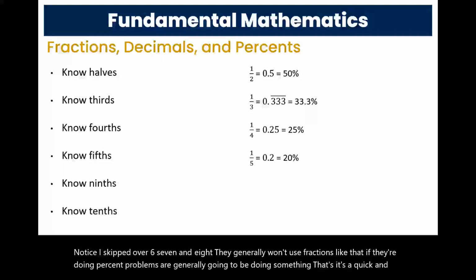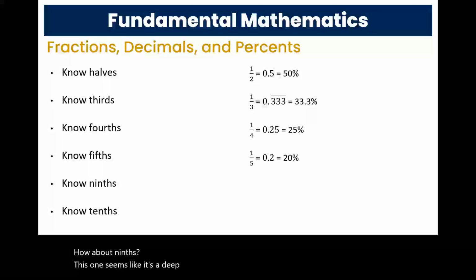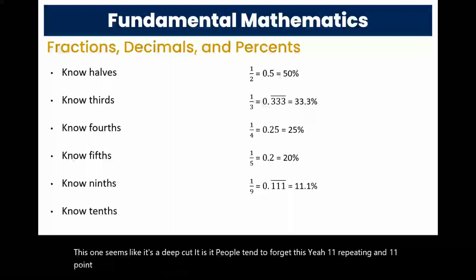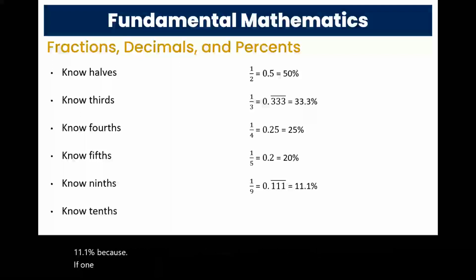How about ninths? This one seems like it's a deep cut. It is, and people tend to forget this. 0.11 repeating and 11.1%, because if 1/3 is 0.333, 1/3 of 1/3 is going to be 0.111. This also is a nice party trick. What's 9/9 equal to then?